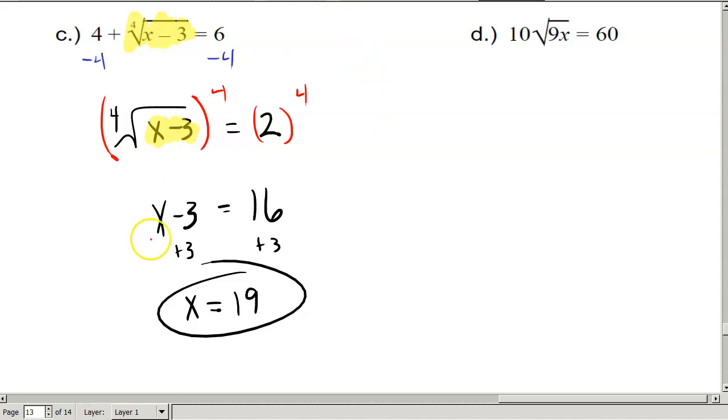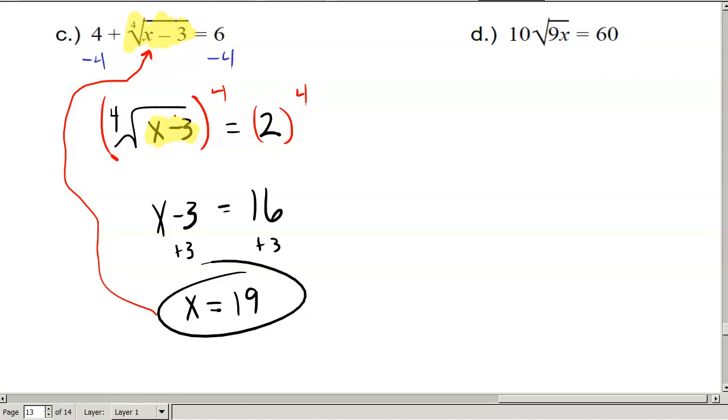Again, check for extraneous solutions. There are no extraneous solutions in here. You can plug it in, and you're going to see that the 4th root of 19 minus 3 is going to be 2. 4 plus 2 is 6, so that checks out.